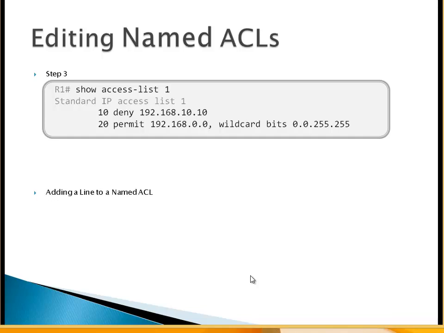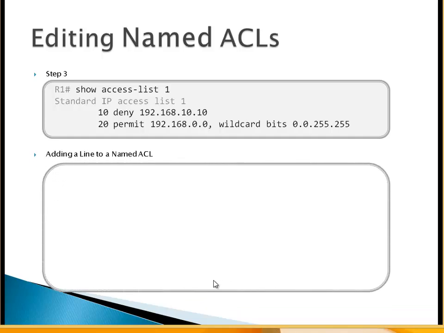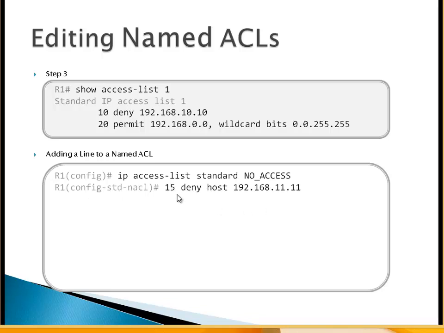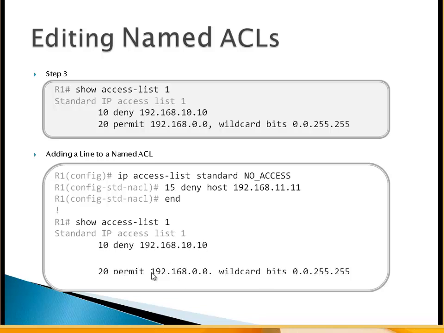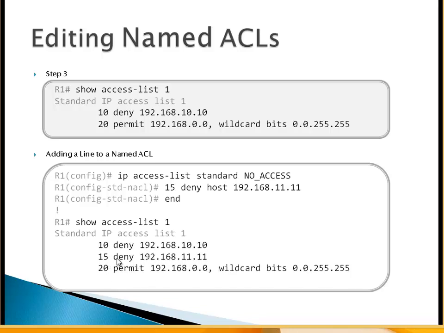Now, to add a line to a named access control list, we go to that ip access-list standard and then the name we used. 15 deny, so we put the sequence in between, for example 10 and 15. These two access lists are not the same, but you see the point. We just add a sequence number in front, and when we do show access-list 1, we will see sequence 15 is inserted in the middle.